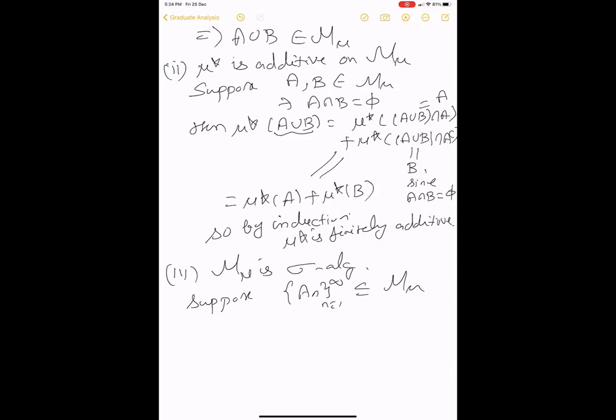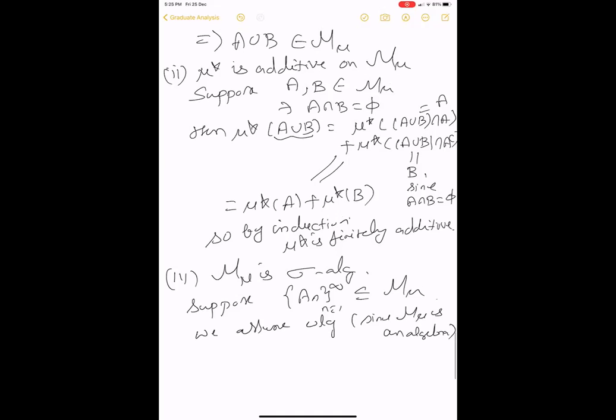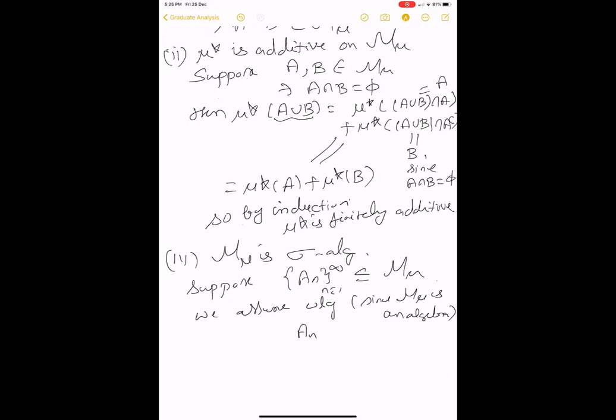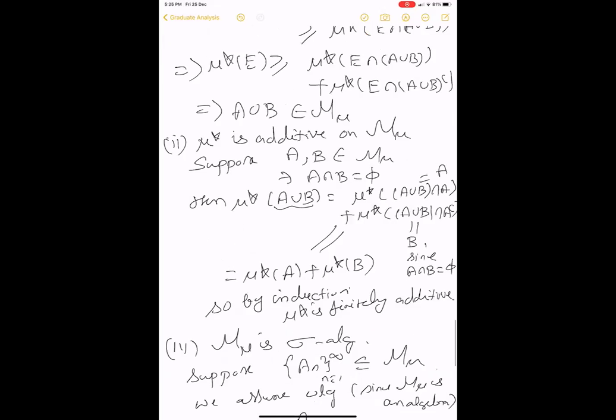So we assume, without loss of generality, since mu is an algebra, we have proved that it's an algebra. Because of that, without loss of generality, A_n is increasing. No, not increasing, sorry. I want to use the property of this. So the A_n's are disjoint. The A_n's are pairwise disjoint.